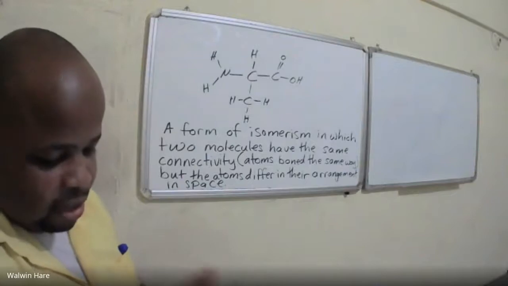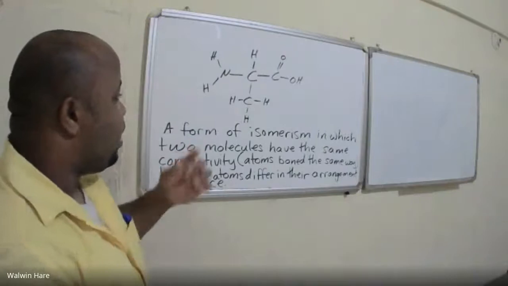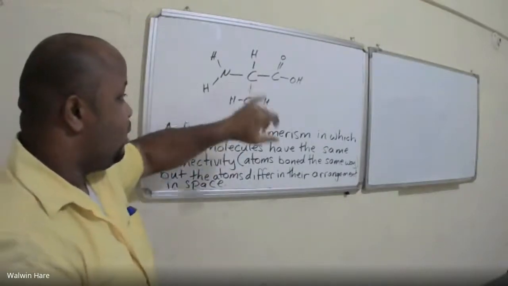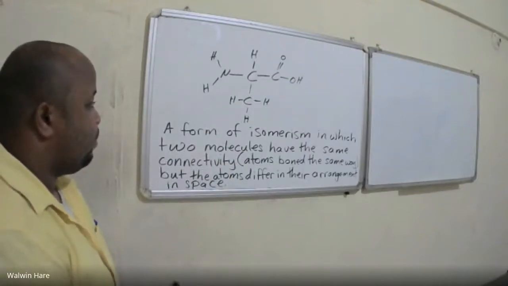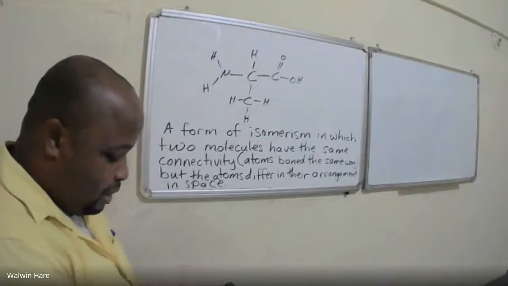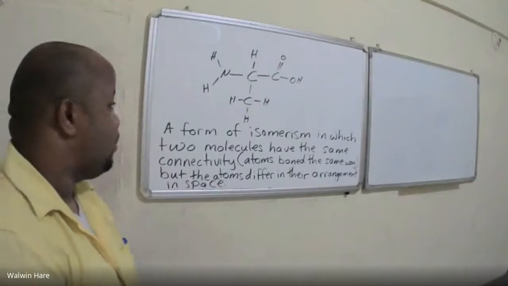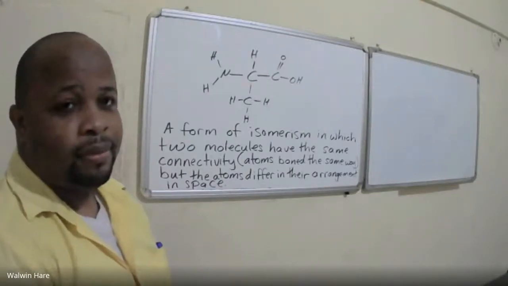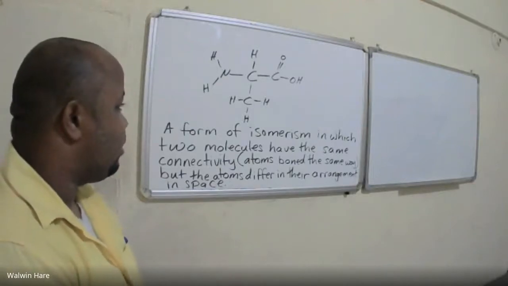And then they ask for a chiral center. If I ask you to identify a chiral center in this compound, what would you be looking for? The carbon with 4 different groups attached to it. Alright, so how would you define a chiral center? What is a chiral center?